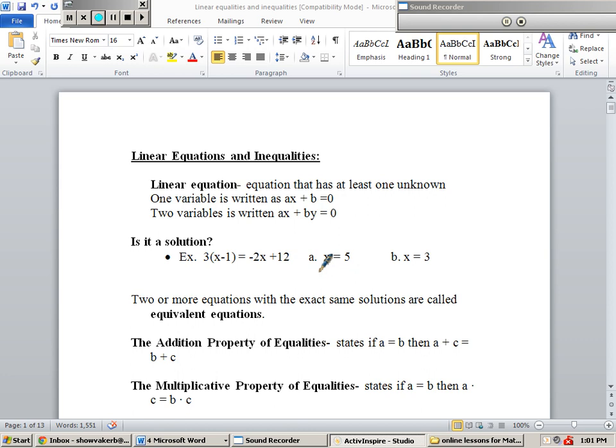So let's see if 3 is a solution. 3 times (3 minus 1) is equal to negative 2 times 3 plus 12. 3 minus 1 is 2. 2 times 3 is 6. Negative 2 times 3 is negative 6, plus 12 is 6. Therefore, this is a solution.